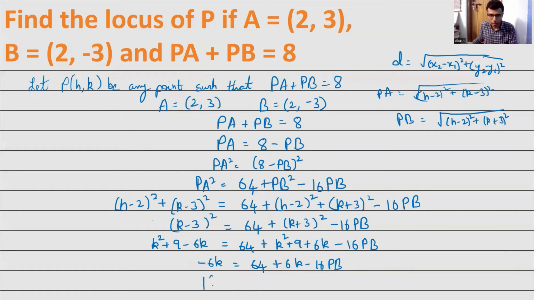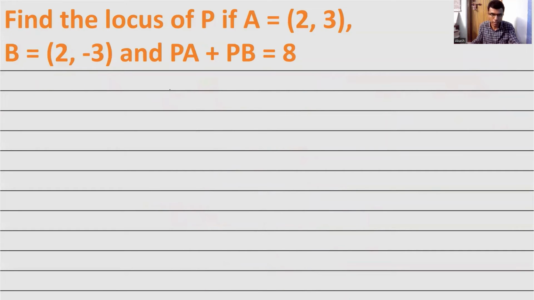So I'd get, since I brought minus 16 PB to this side, it would be 6 plus 16 PB. And on the RHS, I have minus 6k. If I'll bring it here, I'd get 64 plus 6k plus 6k. Fine. Let me go to another next page. So 16 PB is nothing but equal to 64 plus 12k.